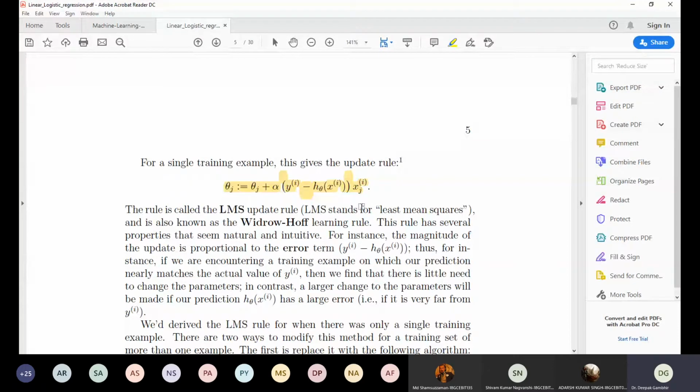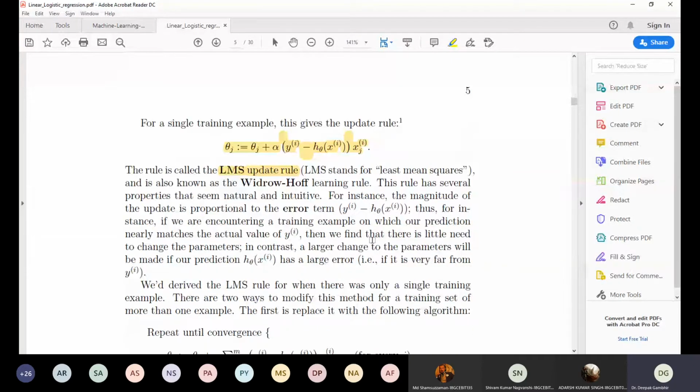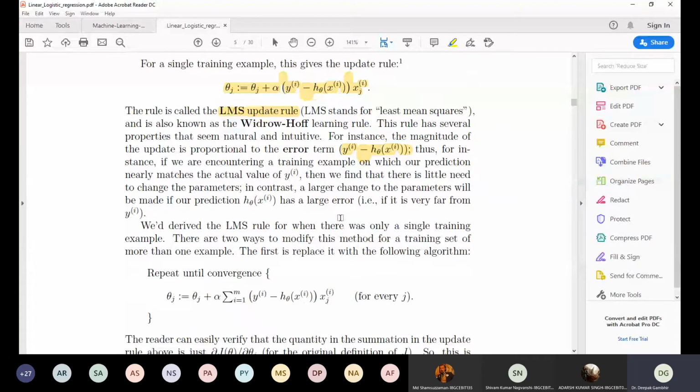When we substitute that back in the same equation, we get the LMS update rule. As per this LMS update rule, the new value of theta j is equal to the previous value of theta j plus alpha times yi minus h theta of xi, times xj. This yi minus h theta is the error term, obviously, because it is the difference between the training value y and the output of my hypothesis, h theta.